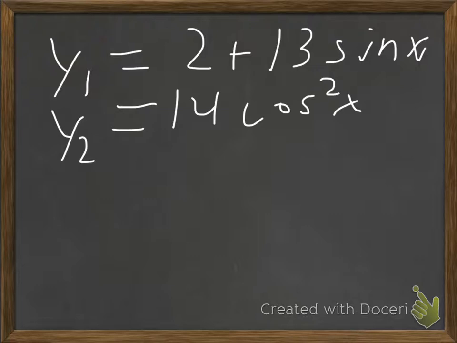What you're going to want to do then, if you haven't done this, is hit second, calculate, and 5, which is intersect. You can start with either one. I tend to start with the later one because if I make a mistake, I can always find the easier one just by plugging them in.